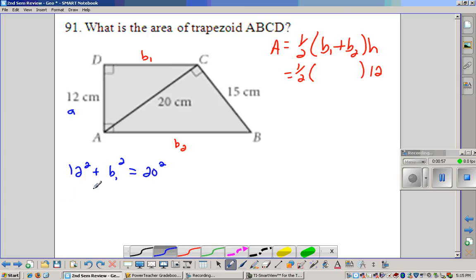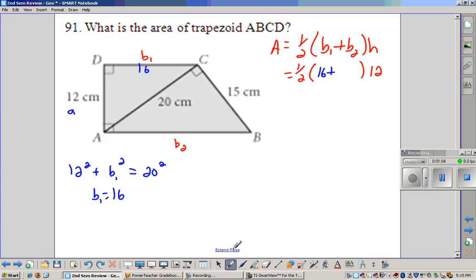So this base 1 ends up being 16. So this is 16 up here. So I can put that into the formula. Now base 2. Now base 2 is also coming out of a right triangle with this being A, this can be B, and this will be C. Sorry, A, B, and this will be C. This will be A, this will be B, this has to be C.